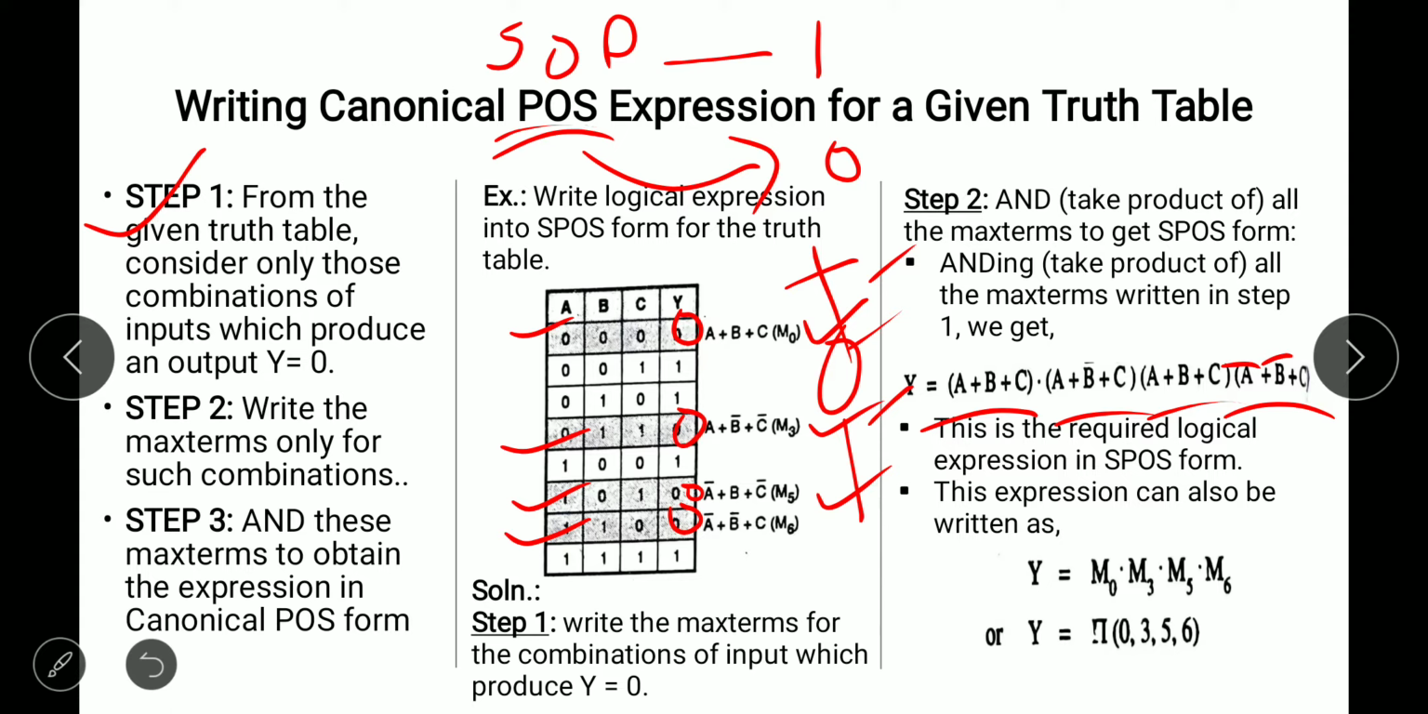This expression can also be written as y is equal to M0 dot M3 dot M5 dot M6. Or we can write that y is equal to pi 0 3 5 6. Y is equal to pi 0 3 5 6. In that way we can write the canonical POS form from the given truth table.